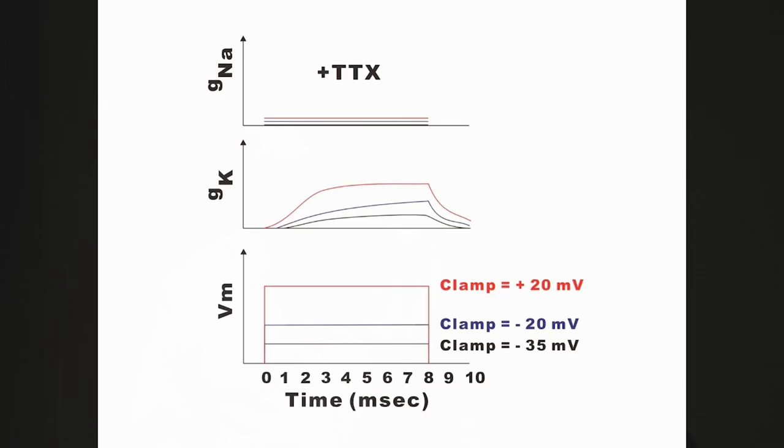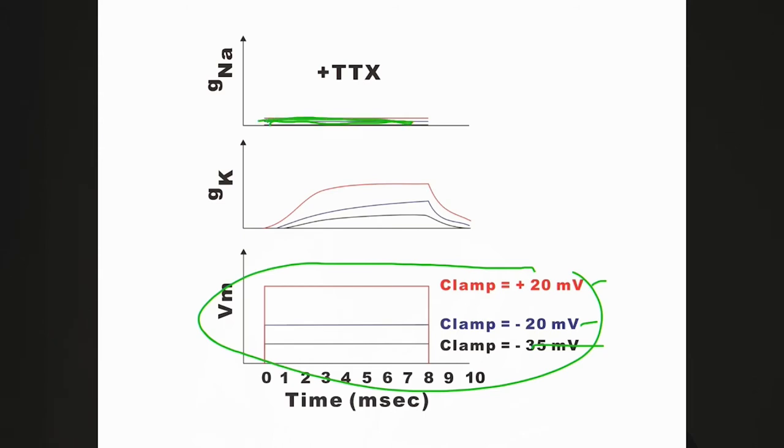Here is a voltage clamp experiment that illustrates the effects of tetrodotoxin. This is the same kind of experiment that we saw previously, changing the membrane potential to these various values and looking at the changes in sodium conductance here, potassium conductance here. You can see in the presence of tetrodotoxin, there are no voltage-dependent changes in sodium permeability, but the changes in potassium permeability are totally normal, indicating that this one agent can plug up the sodium channel but have no effect on the voltage-dependent potassium channel, and no effect on the resting potential.